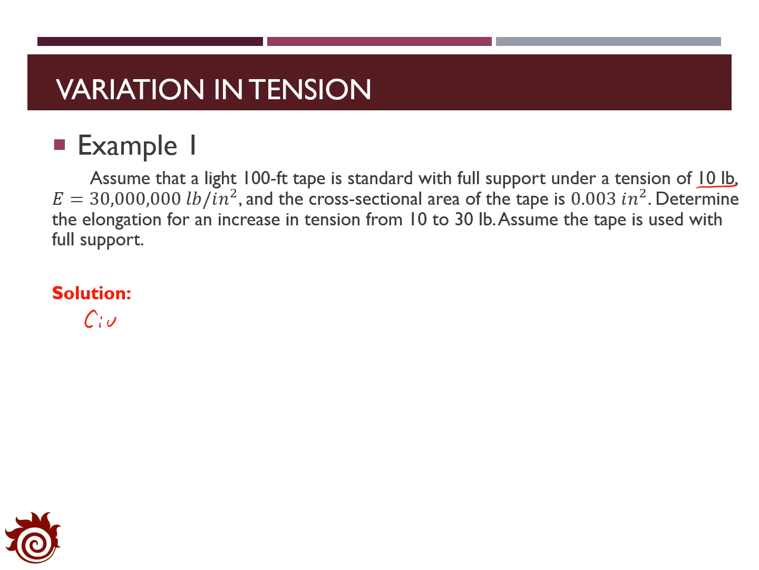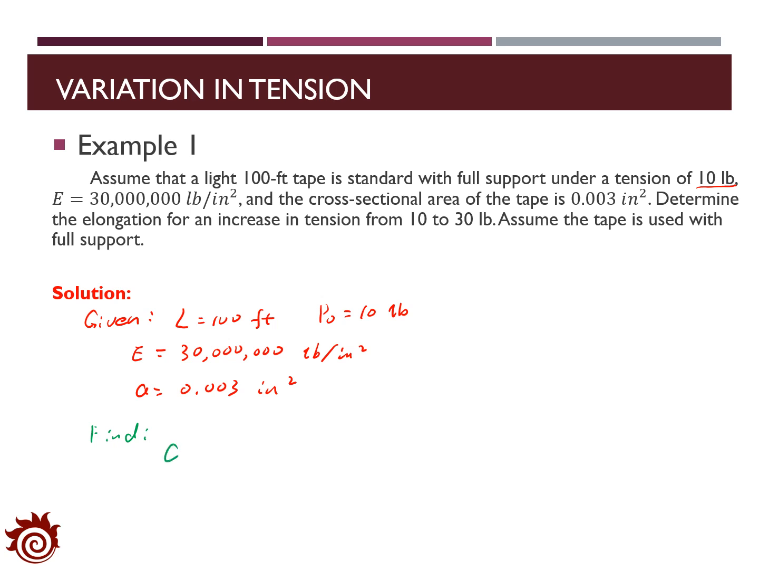First, we are given the length of the tape as 100 feet and the standard tension P0 is 10 pounds. Also, we know the elastic modulus is 30 million pounds per inch square, and the cross-sectional area is 0.003 inch square. We want to find out the elongation, which is the correction from the tension. So that is CP.